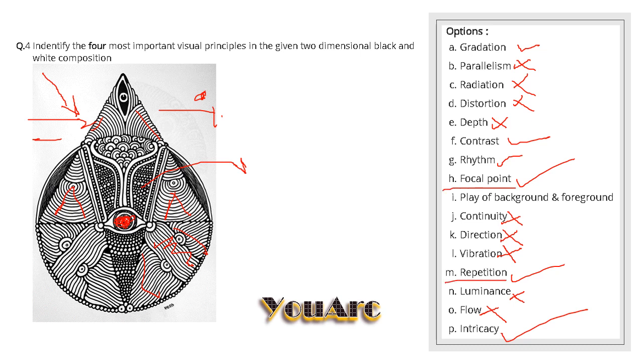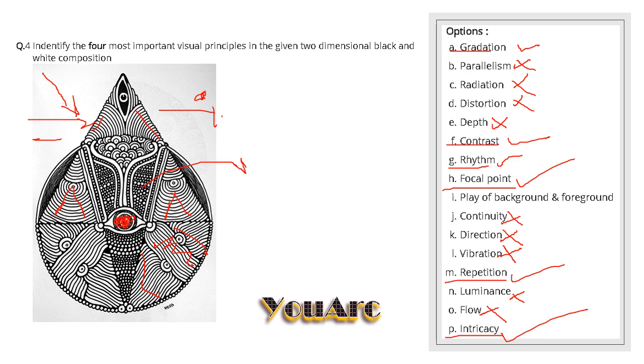So my four options will be: definitely I'll go for focal point and repetition for sure, intricacy for sure, then contrast, rhythm, and gradation. So like this, you just see all the options and mark which ones you feel are there, and then give the ones which are obvious for you as the first four options.